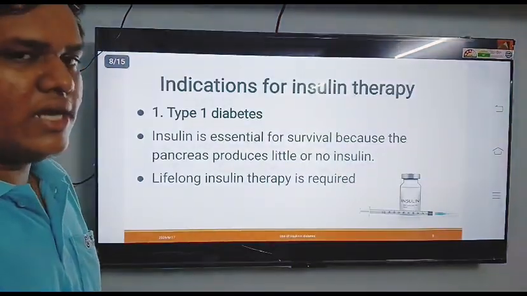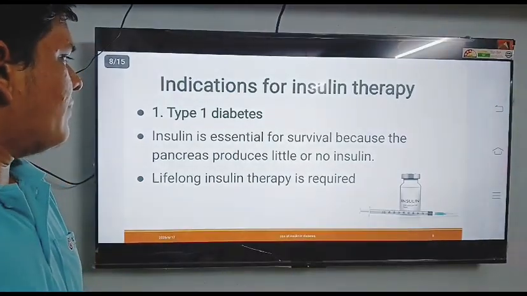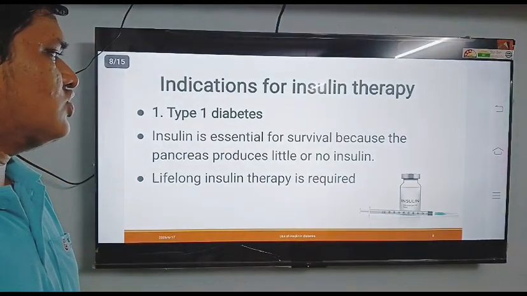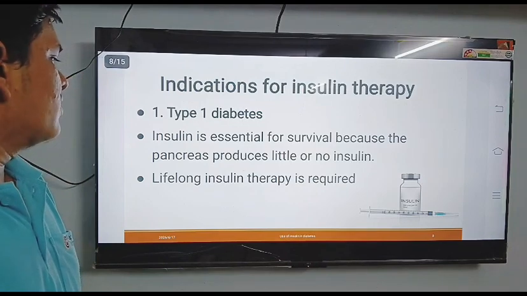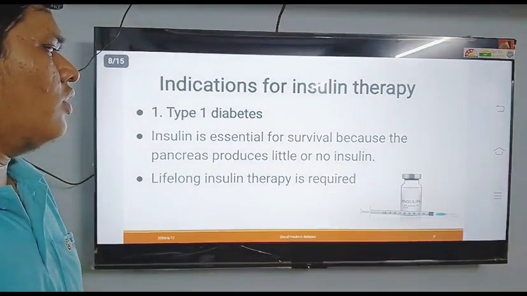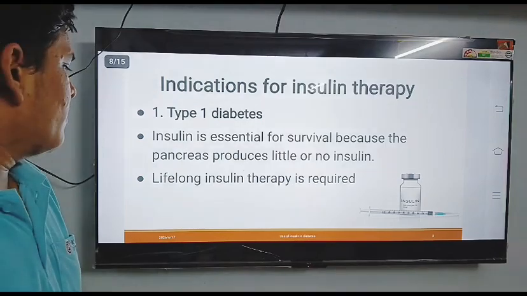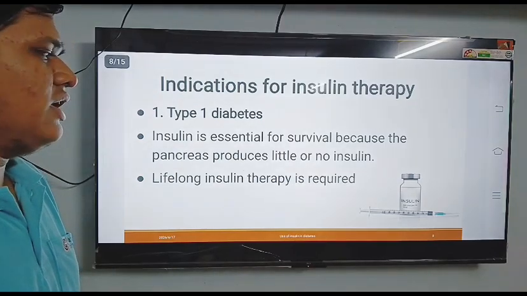Indication for insulin therapy. First, type 1 diabetes. Insulin is essential for survival because the pancreas produces little or no insulin. Lifelong insulin therapy is required.